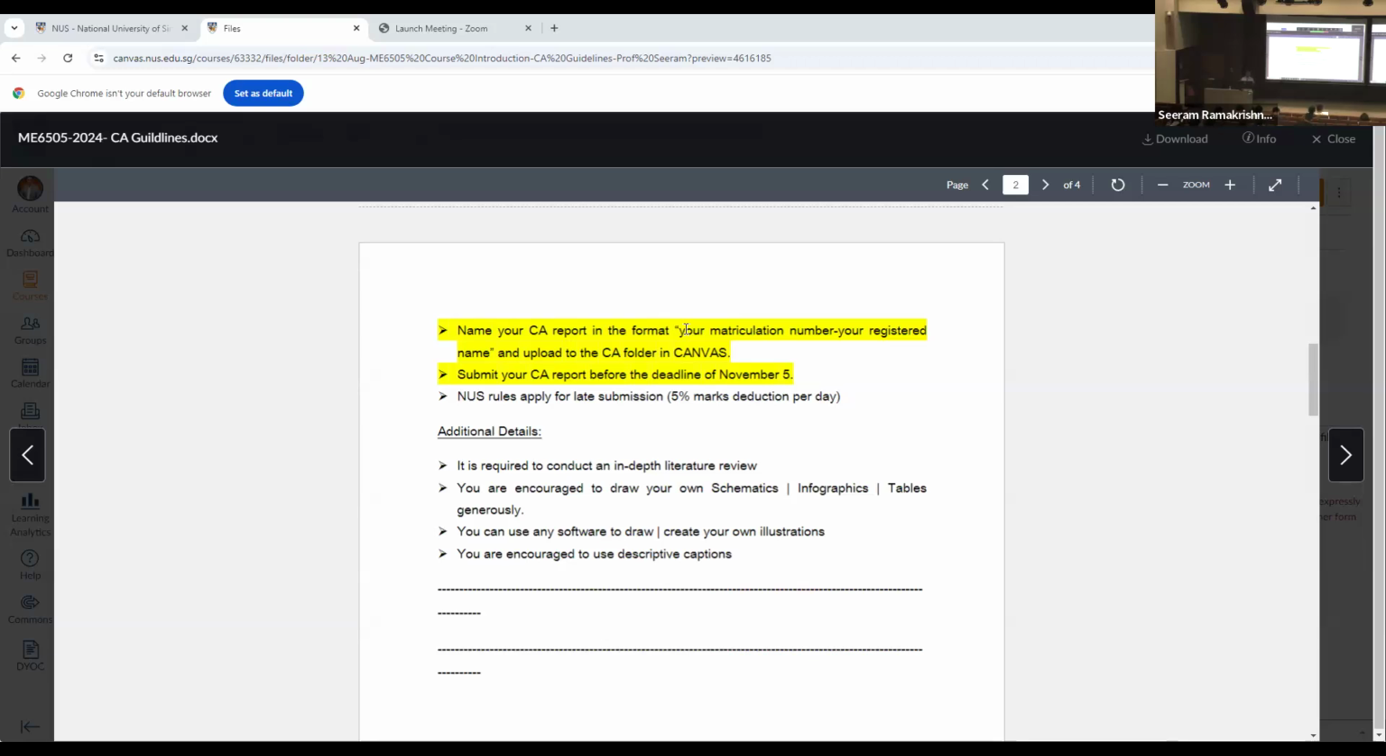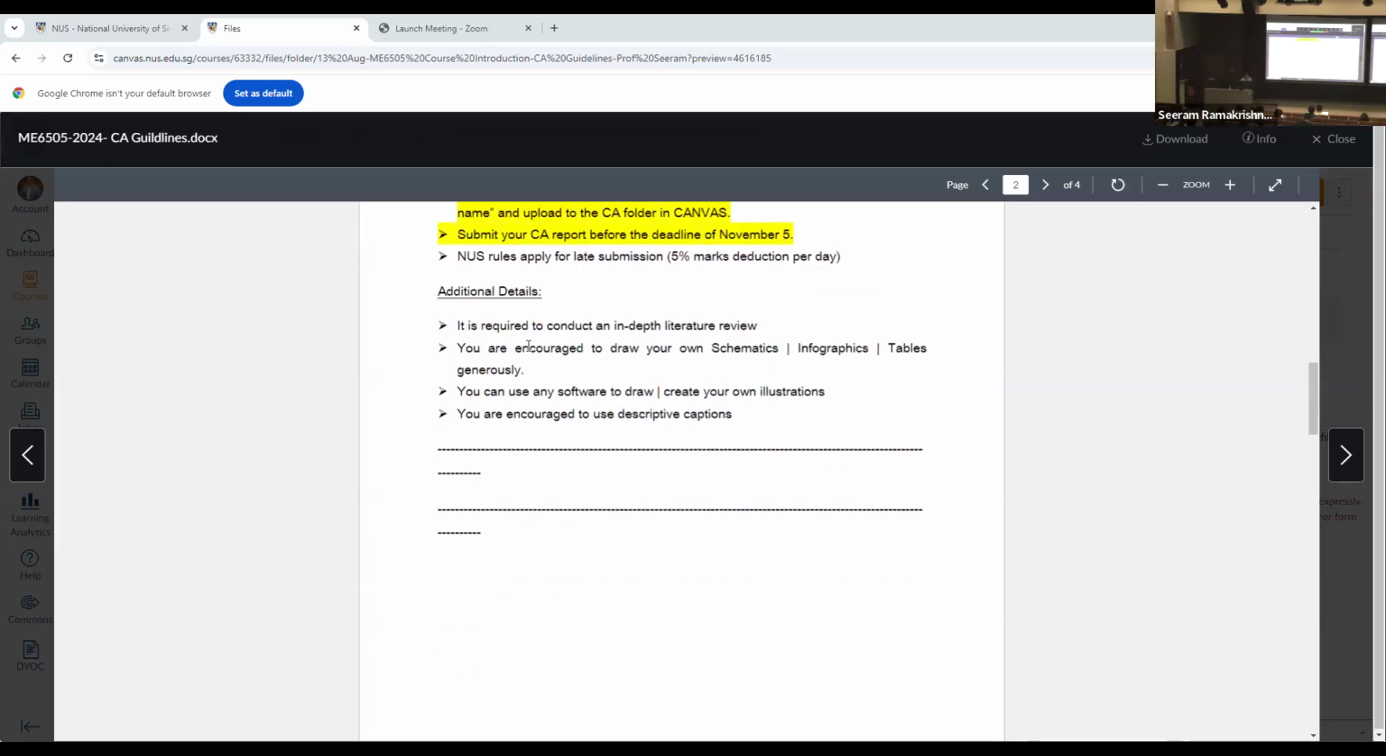So help me not to make the mistake by making sure you put your matriculation number and the name and submit it. Your report should have those names. So the name of the file should have those two. That's most important. You submit. And there is a late submission penalty if you submit late.